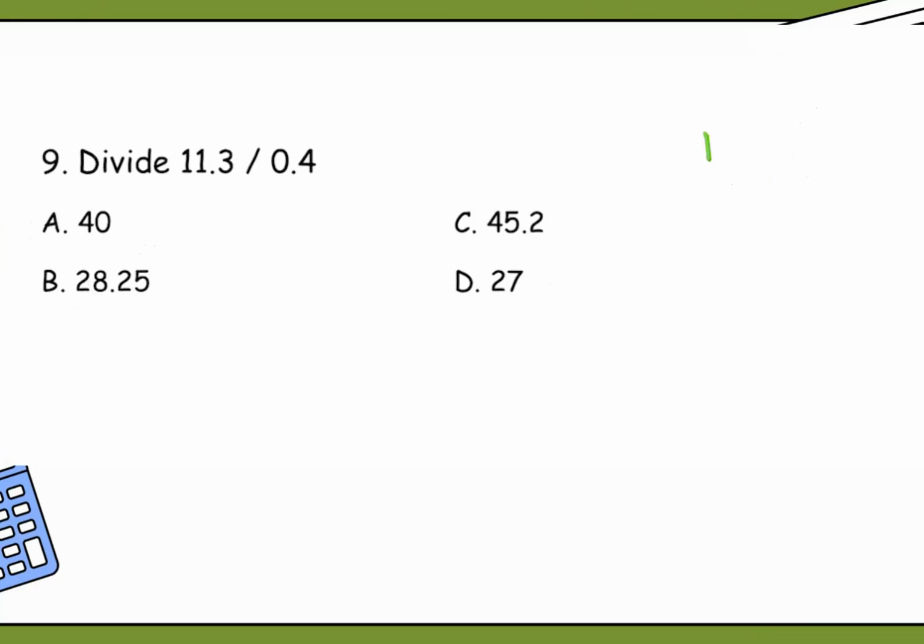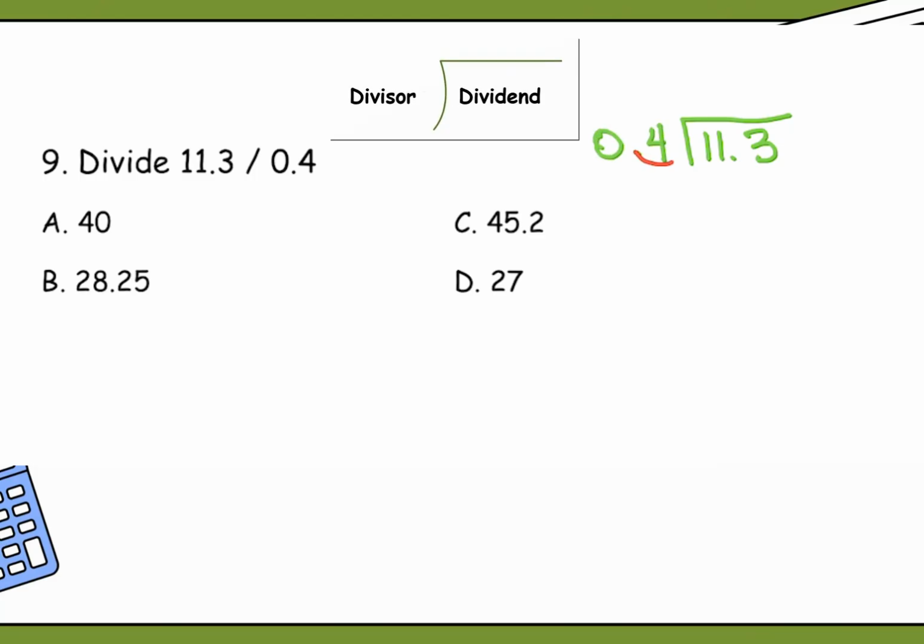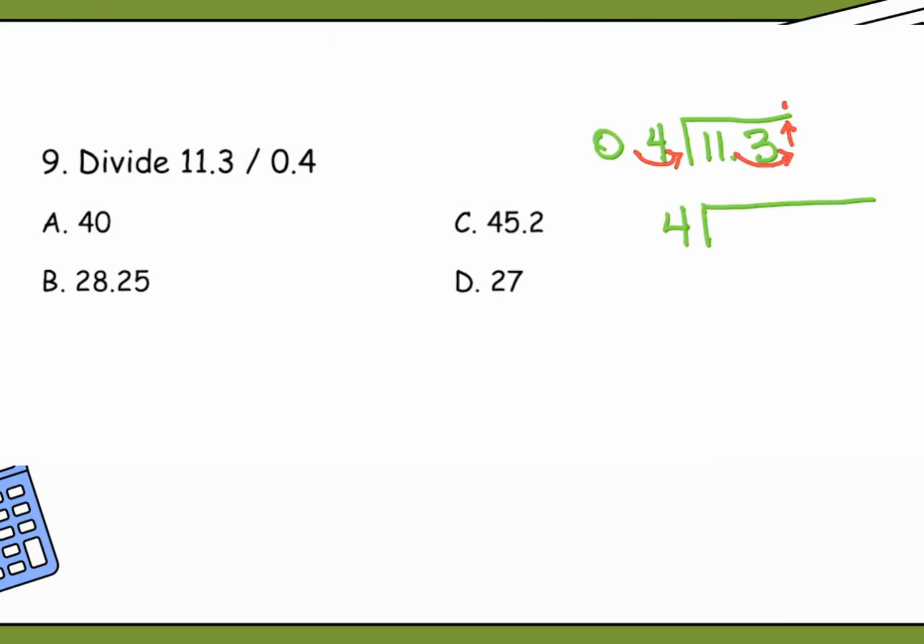Question number 9, we want to divide 11 and 3/10 by 4/10. So the first thing that we need to remember to do is to move that decimal out. We're going to move it 1 space out of the divisor, 1 space out of the dividend, and pop it straight up. That will give us a new problem of 4 divided into 113 with the decimal behind the 3.